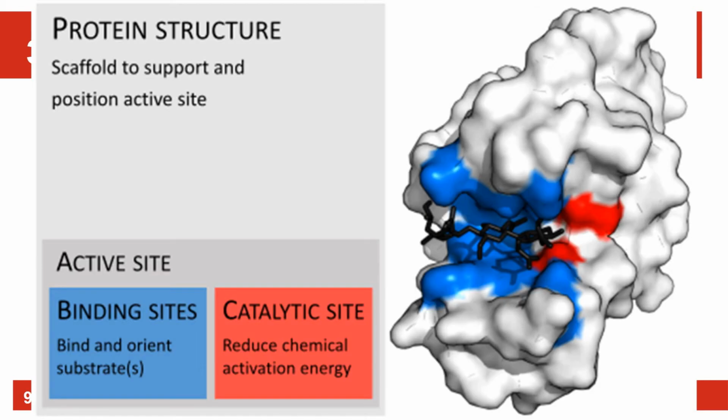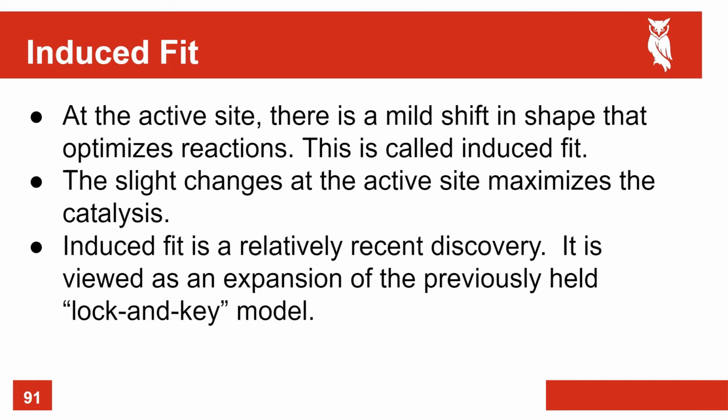Alright, so this is a three-dimensional figure of an enzyme. As you can see here, this is the molecule that's catalyzing. The blue area will be the binding sites, and then the red area is what's called the catalytic sites. The red area is where it actually lowers the activation energy. At the active site, there's a mild shift in shape that optimizes a reaction.